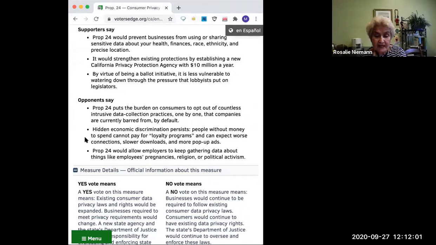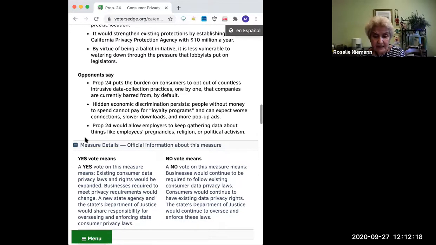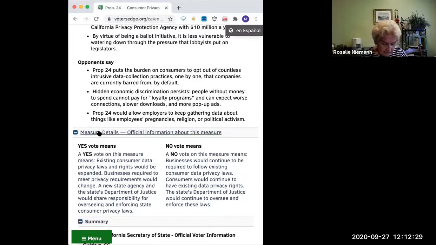Opponents say hidden economic discrimination persists because people without money to spend cannot pay for loyalty programs, and, again, this is an opinion, and can expect worse connections, slower downloads, and more pop-up ads. Opponents say the proposition would allow employers to keep gathering data about things like employees' pregnancies, religion, or political activism.